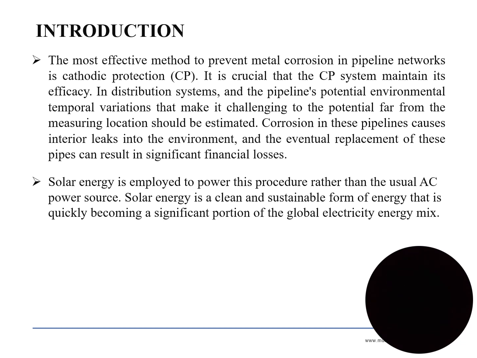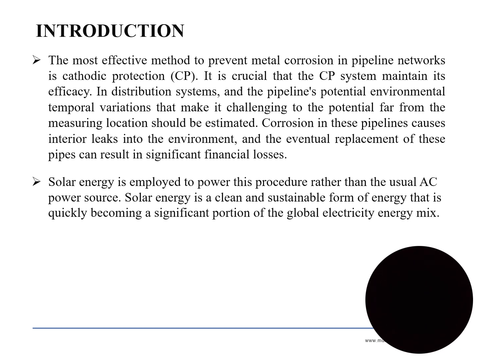As I told you earlier, this is the method of protection, where we have to protect the gas pipelines using solar energy. The most effective method to prevent metal corrosion in a pipeline network is cathodic protection. It is crucial that the CP station maintain its efficiency in the distribution system, and the potential from the measuring location should be estimated. This means that we have to locate the place where the corrosion took place.